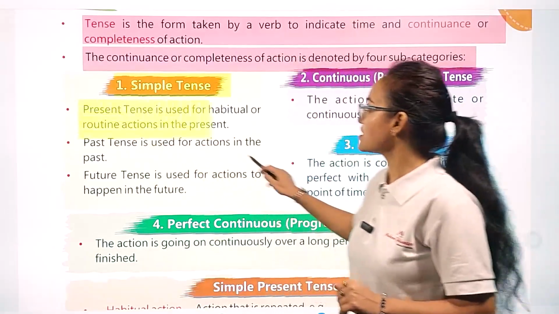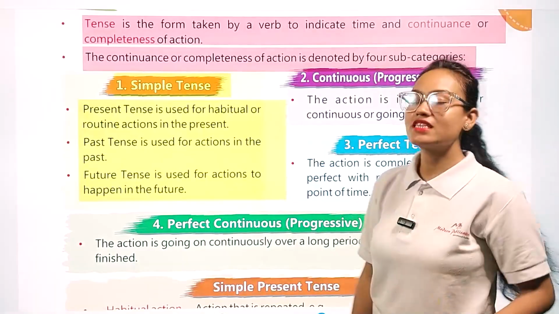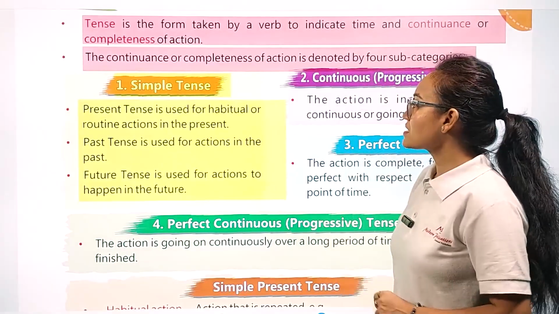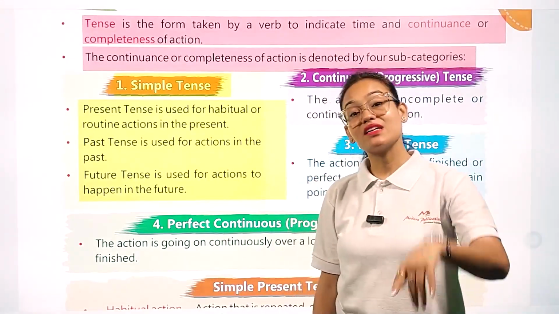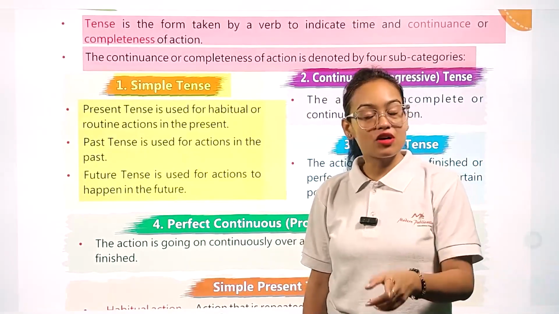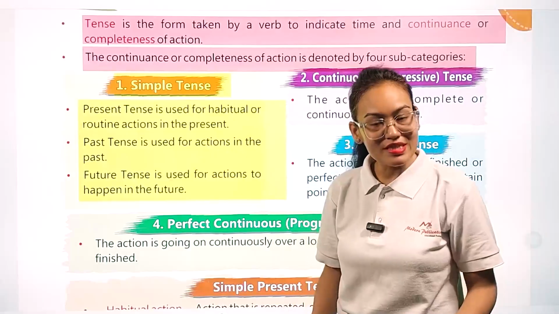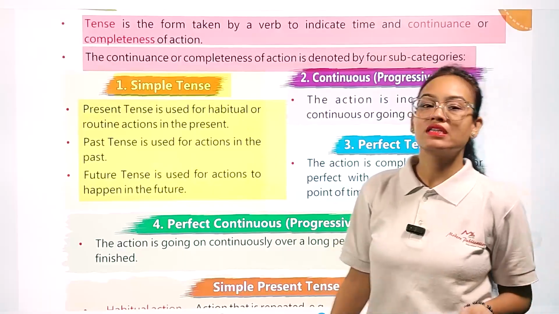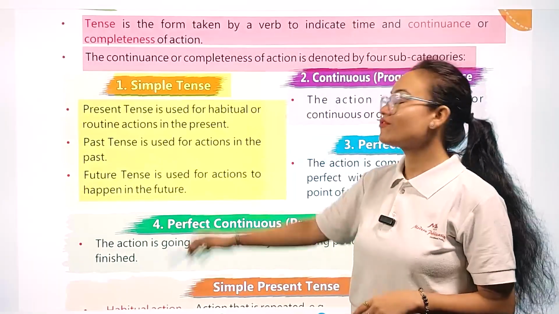Here you can see present tense is used for habitual or routine action in the present. So present tense means the action which is ongoing right now. Past tense is used for action in the past, the action which you already performed in the past. The work which you already did yesterday, and the work which you are doing right now, that is today. So today is your present tense, yesterday is your past tense. Future tense is used for actions to happen in the future, and tomorrow you are going to do this work. So this tomorrow is your future tense.